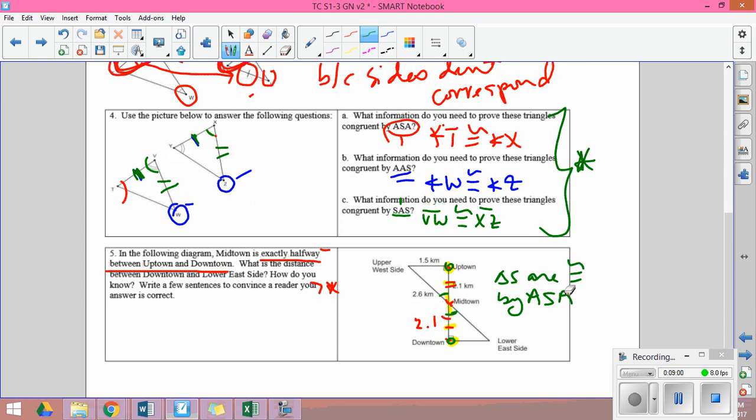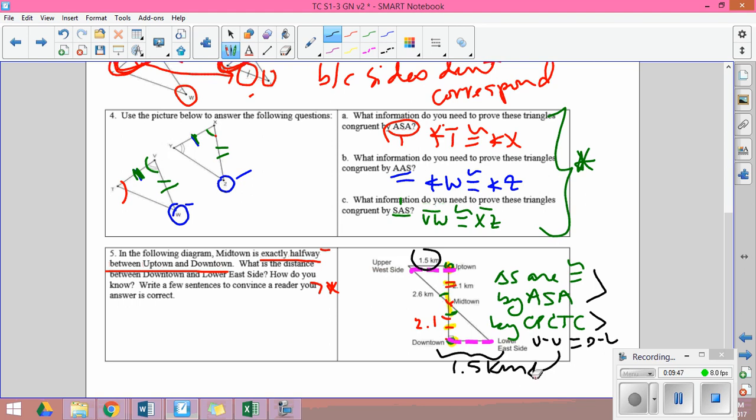And if they're congruent by angle, side, angle, then I know by corresponding parts of congruent triangles that this distance right here has to be the same as that distance because those sides correspond. So I know from Downtown to Lower East Side is 1.5 kilometers. So that's how we would use a proof. By CPCTC, the Uptown to Upper has to equal Downtown to Lower. We're not exactly using coordinates, but my explanation. So then I know that side would be the same as this side.